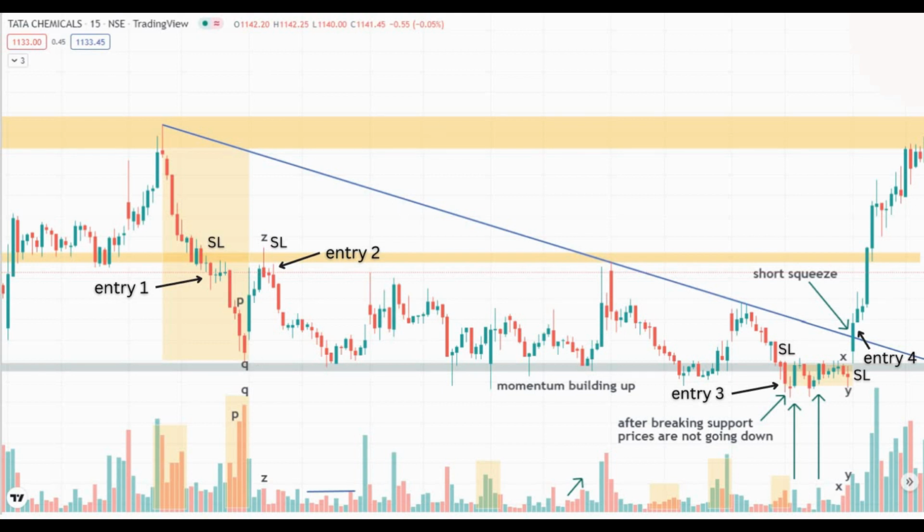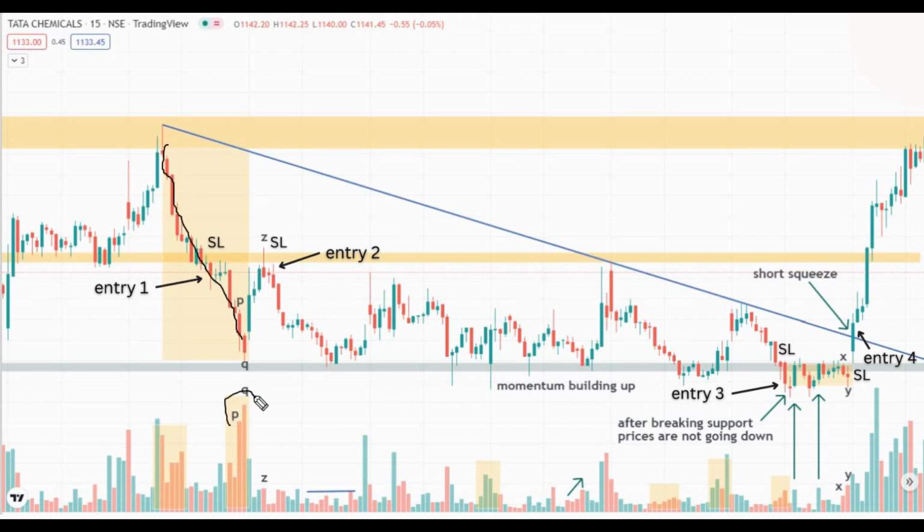Now the exit should have been around this candle. Why will we exit here? Because there is a price and volume divergence, as I already told earlier. After this huge selling leg, prices almost fell down in a straight line.